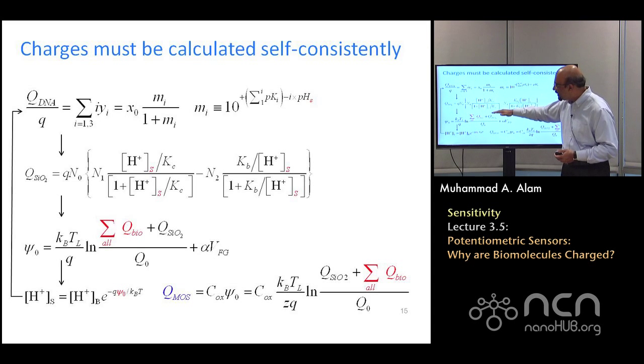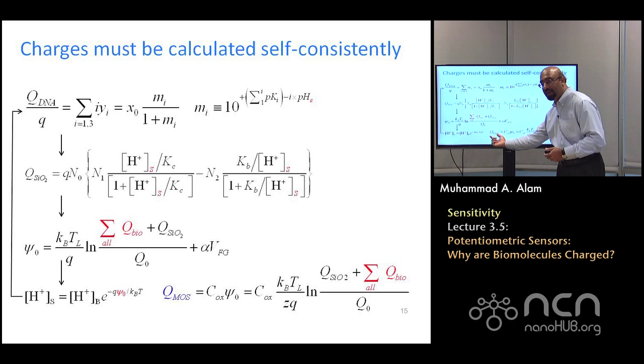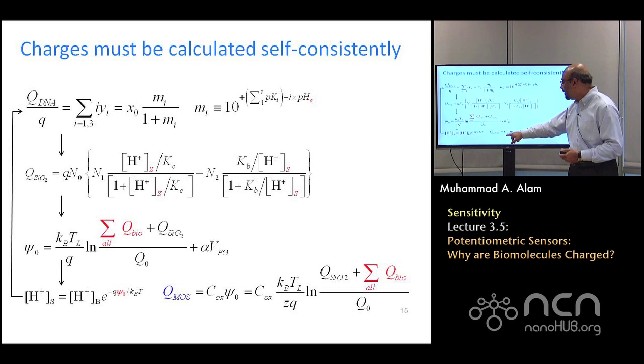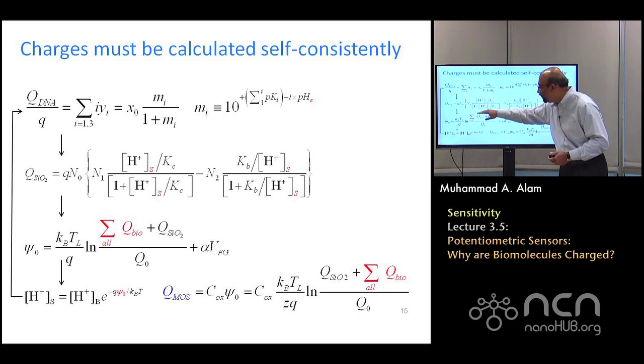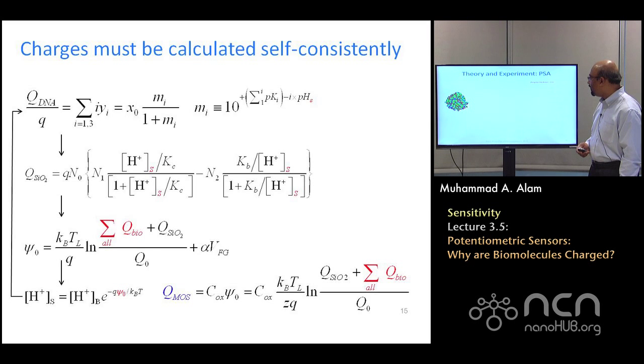And once the charges have been calculated in a stable way, you can immediately calculate the charge in the MOSFET, which is the oxide capacitance multiplied by the self-consistent potential here, and the corresponding charges. Therefore, this directly reflects the charges of the biomolecule. This is good, and it turns out that it can interpret experiments pretty consistently. I'll give you an example.